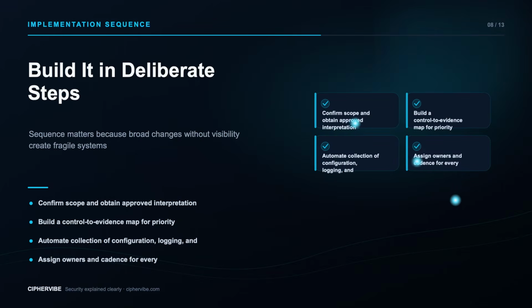Implement this layer in a sequence that preserves evidence and limits blast radius. First, confirm scope and obtain approved interpretation of obligations. Second, build a control-to-evidence map for priority requirements. Third, automate collection of configuration, logging, and review evidence. Fourth, assign owners and cadence for every control and exception. Fifth, test evidence retrieval and update mappings after material changes. Prefer pilots with a named owner and rollback plan over an unmeasured organization-wide switch.